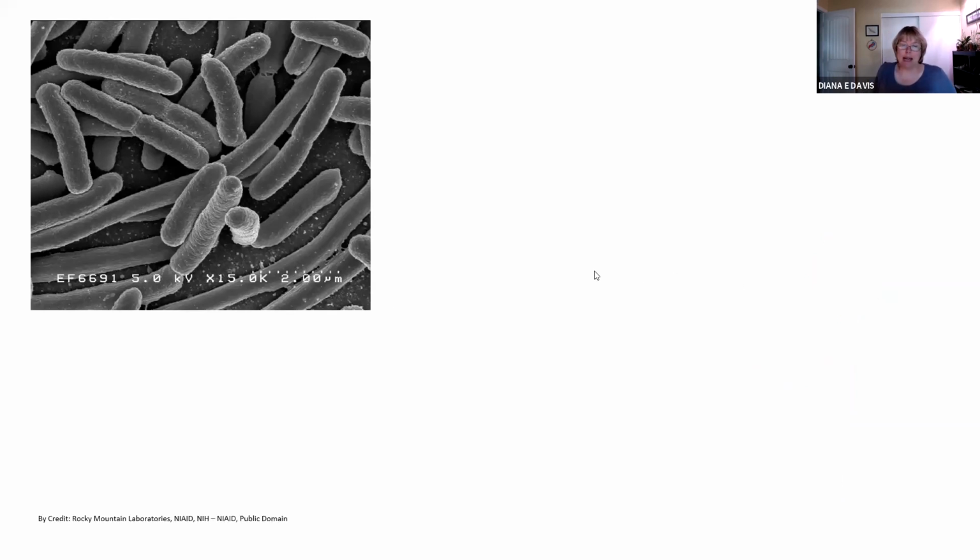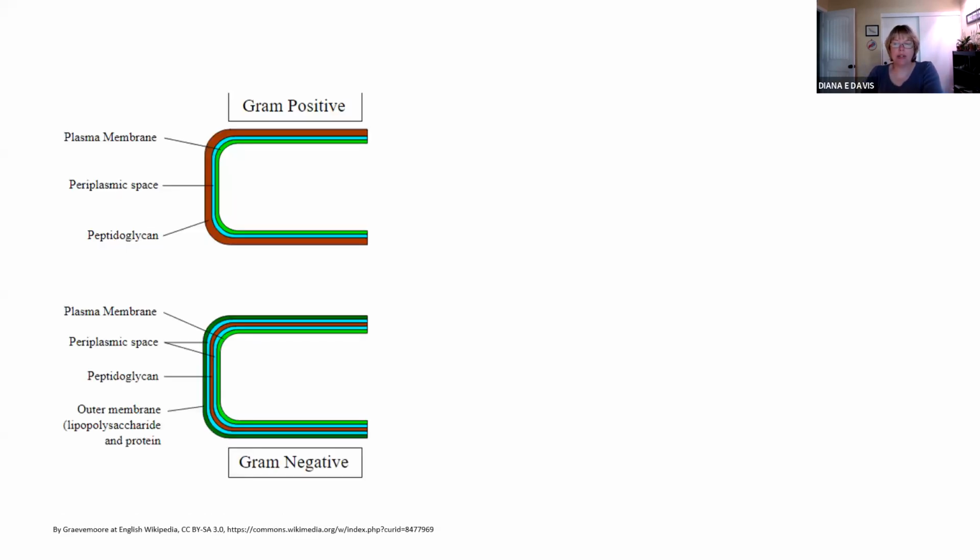So last time we met, we went over some of the basics of bacteria, what they are. These are a type of bacteria right here. You can see this one is in the process of dividing into two. We talked a little bit about the two major categories, gram-positive and gram-negative, and basically what gram-positive and gram-negative means. So let me refresh your memory here.